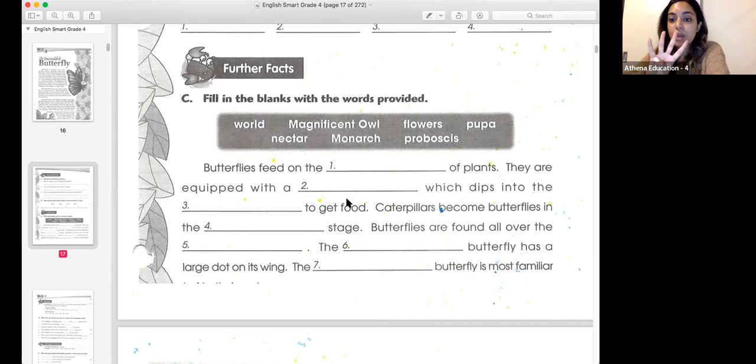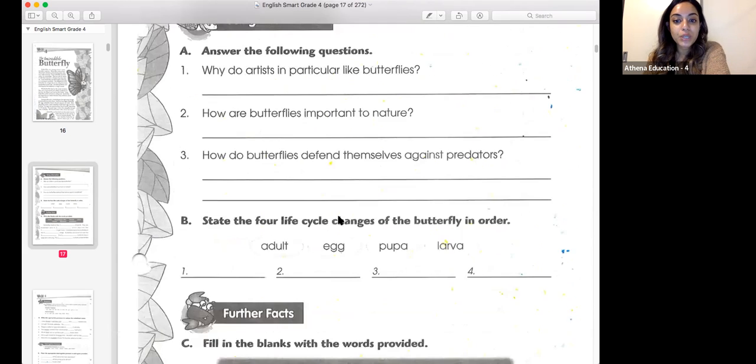Shengmeng, would you like to do number 4? Yes. Okay, go ahead. I think number 4 is pupa. Okay, can you read the sentence, please? So caterpillars. Can you read the sentence? Caterpillars become butterflies in the pupa stage. Very good. Caterpillars become butterflies in the pupa stage.